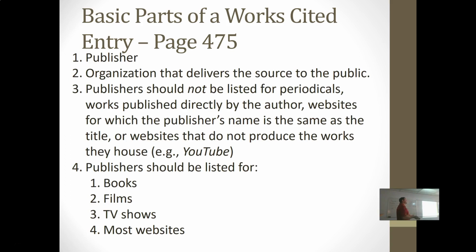The next step is the publisher. What is a publisher? This is whoever delivers it to the public. So in the case of this book, it's Cengage Publishing. Publishers should not be listed for periodicals, works published directly by the author, or websites for which the publisher's name is the same as the title. So for example, if you're quoting something from CNN, you wouldn't put CNN as the publisher or Time Warner. I'm not even sure who owns them anymore. But if it's the same as the title of the website, you don't need to put it twice. Publishers should be listed for books, films, television shows, and most websites, but not all.